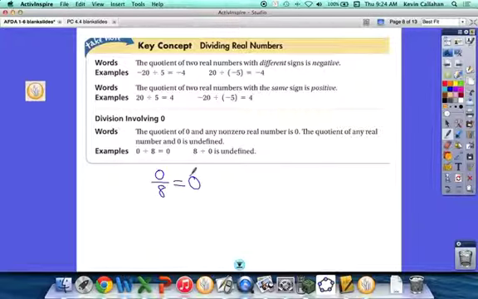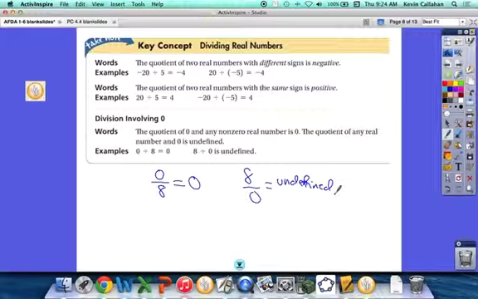And what about if it was the reverse? Undefined. You cannot divide by 0. That has got to be undefined. It's not 0, and it's not 8, it is just undefined. You can't do that.